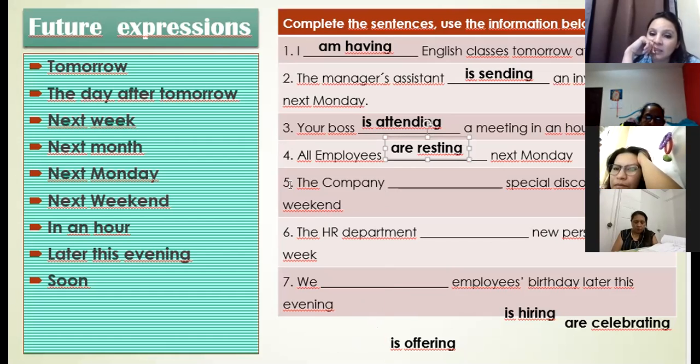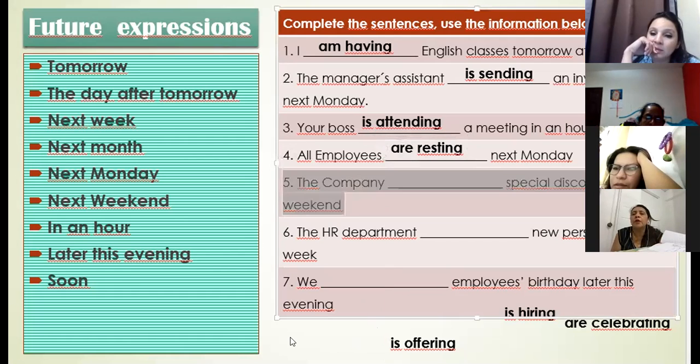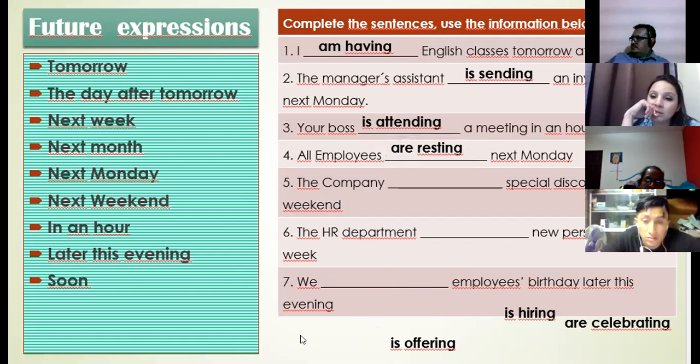Number five. Is offering. Can you read the complete sentence? The company is offering a special discount next weekend. Okay, very good.